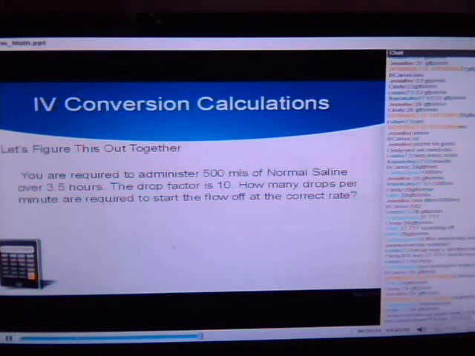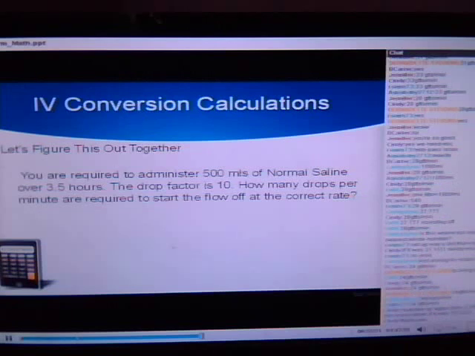All right, let's do this one. 1 1/2 liters of IV fluids is prescribed over 8 hours. I'm not going to write anything on the board here. Whoever's viewing this recording later should know by now. And if not, they can rewatch it. The drip factor is 15. How many drops per minute are required to start the flow off at a correct rate?